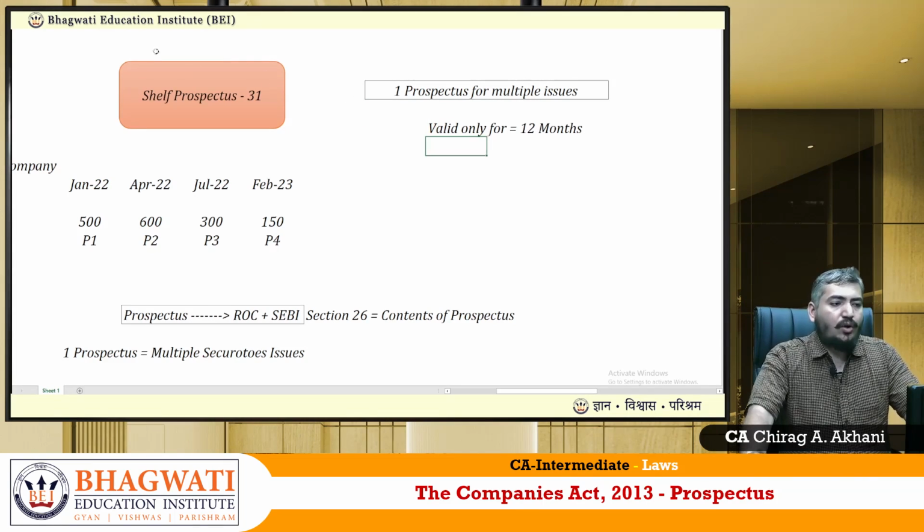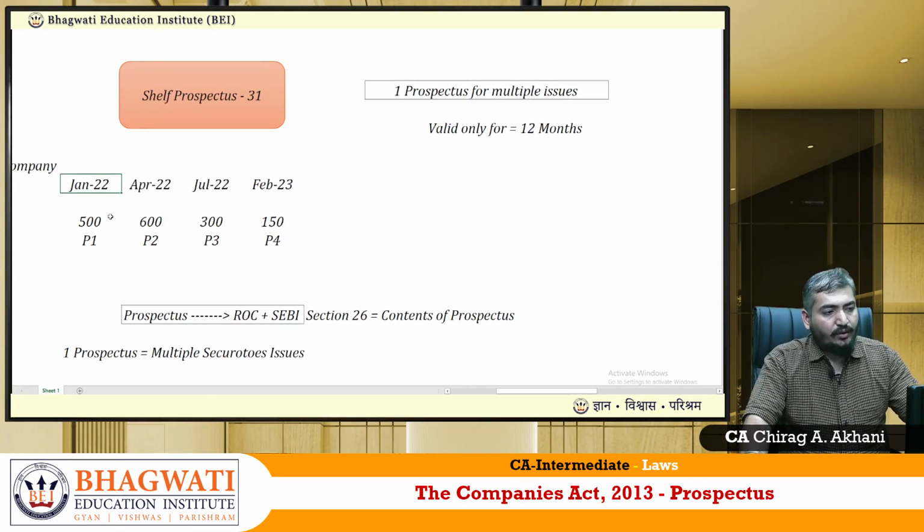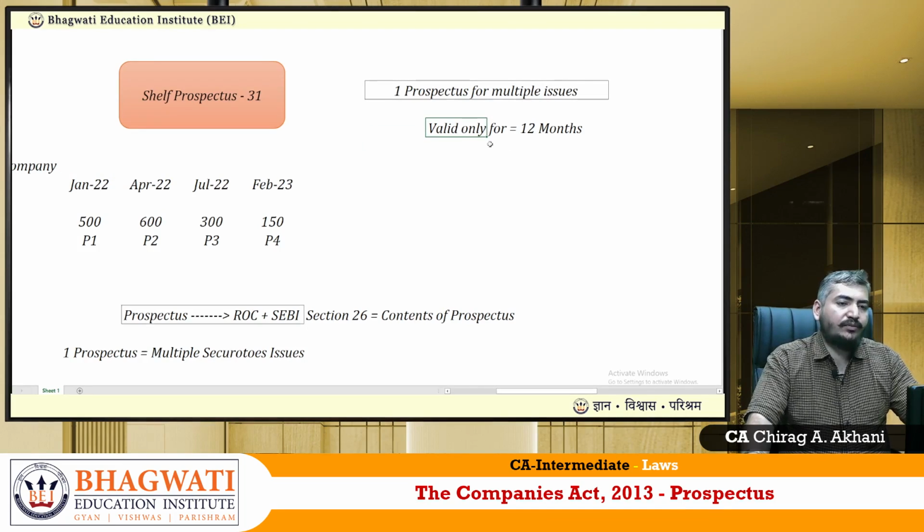12 months. So let's say here it is January 2022. So this would be valid max to max till December 2022. After then, the 12 months, if the company again wants to go for a public issue, it will have to follow the entire process again. Once we have issued the shelf prospectus, it is valid only for 12 months. After 12 months, again fresh preparation, again you go to ROC, comply with section 26, go to SEBI, get the confirmation, get it registered over there, and then you can go.